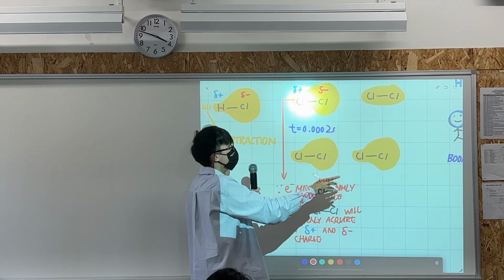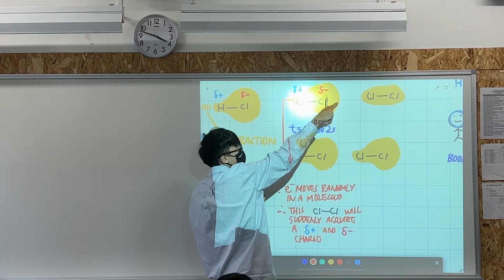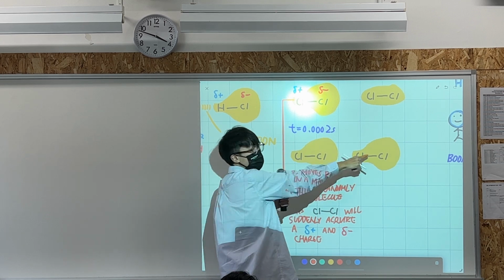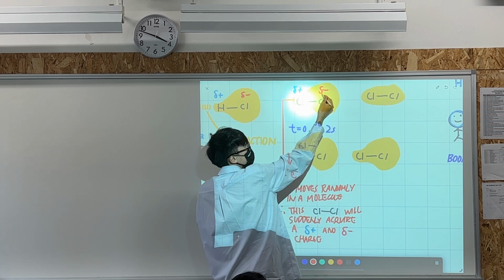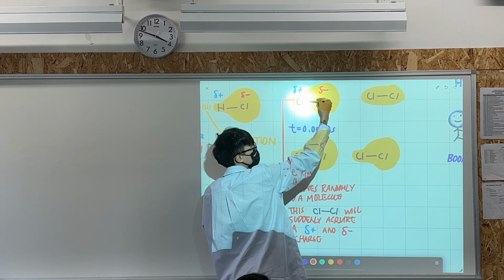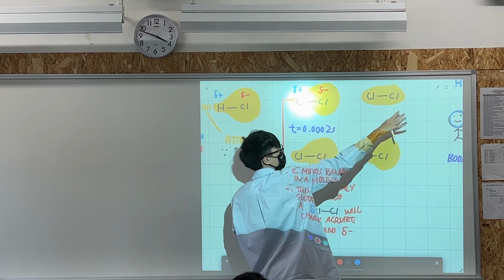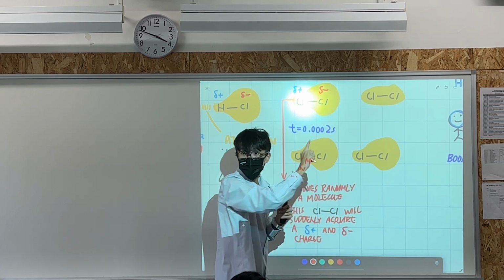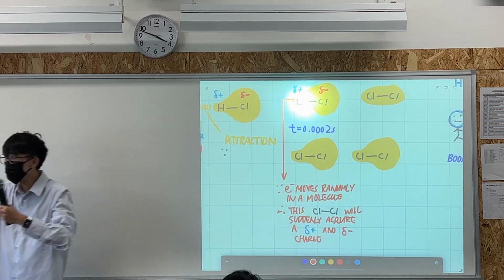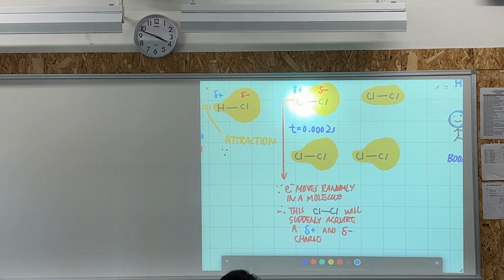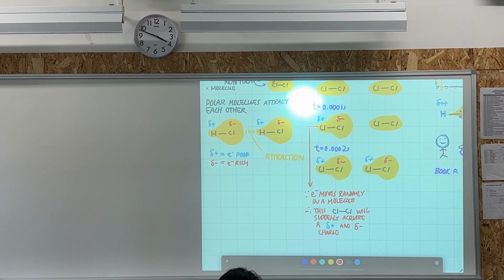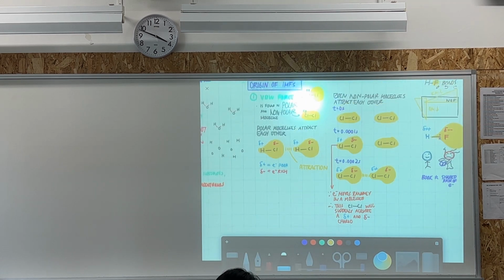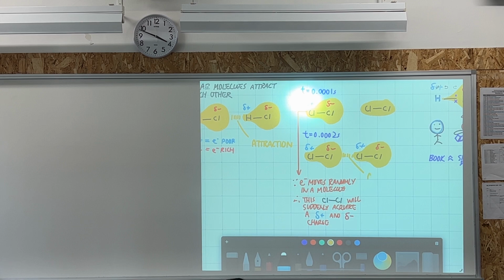So this is why when you get a delta plus and delta minus on one molecule, you will also get that on the neighboring molecule. The electrons here are not immune from these electrons. These electrons exert a repulsive force on those electrons, pushing them over. This is why there are delta positive and negative charges on both molecules, and eventually they attract. These attractive forces we give a name to describe.